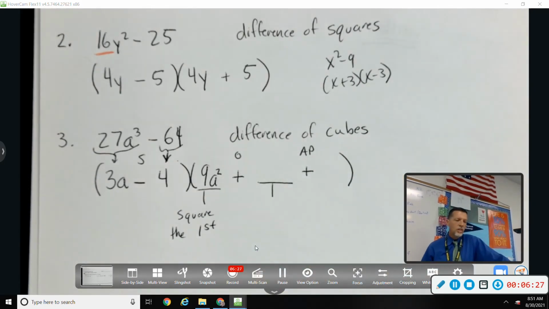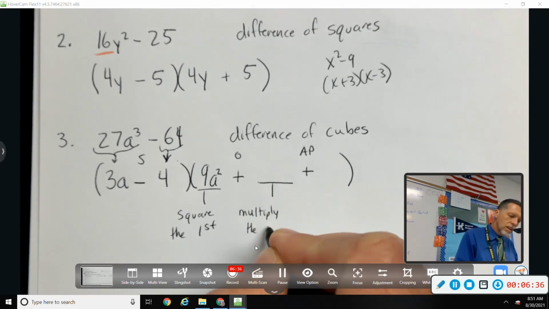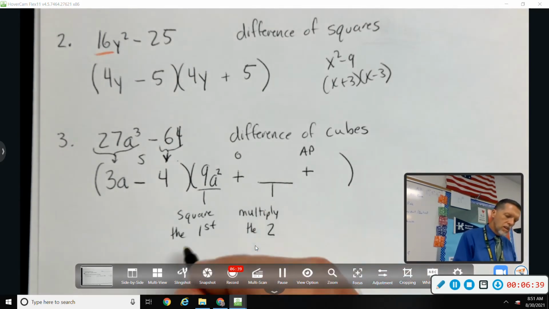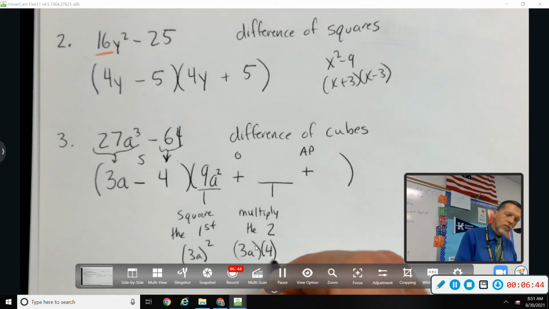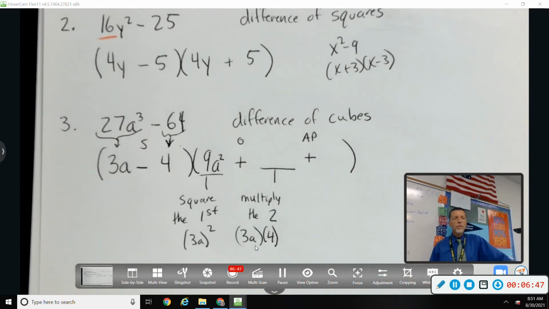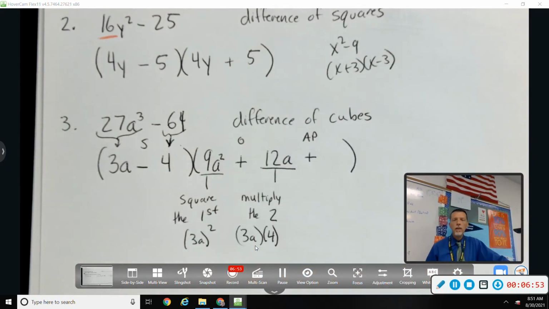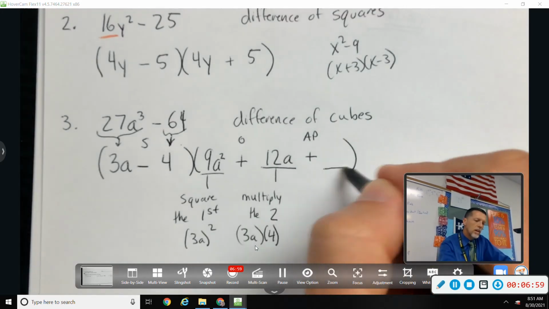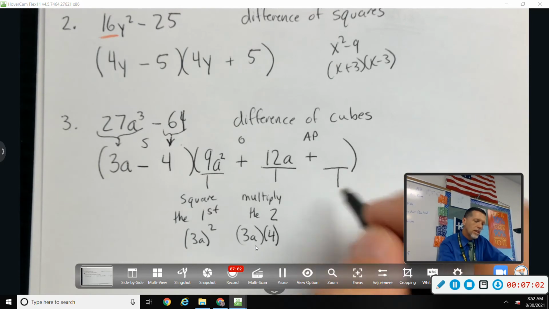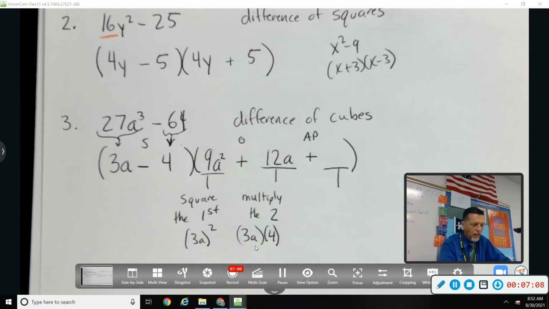Do you remember what goes in the middle blank? You combine. You say combine, I'll say multiply. And you don't have to worry about the negative because the SOAP took care of the sign. So don't worry about the minus 4. Just do 3a times 4 is 12a. Again, SOAP made it positive. We don't have to worry about that. And then the last term, there's kind of a pattern here. Square the first, multiply the two together, square the second.